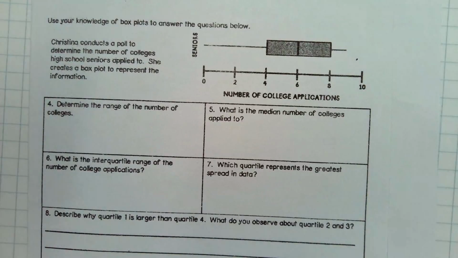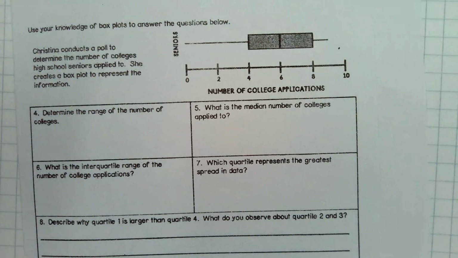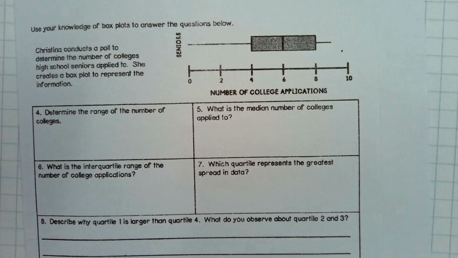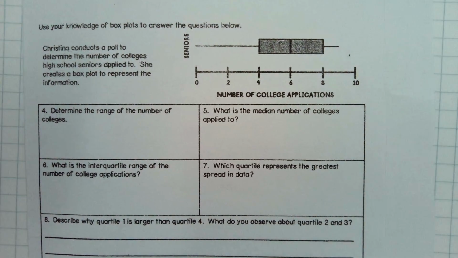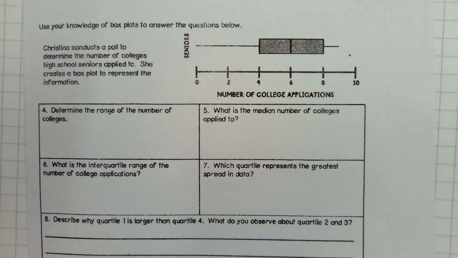So let's try this. Use your knowledge of box plots to answer the questions below. Christina conducts a poll to determine the number of colleges high school seniors applied to. She creates a box plot to represent the information. Okay? Determine the range of the numbers. So our numbers go from what to what? Guys, come on, focus on this. What's the range? From what to what? What's our largest? What's our smallest?